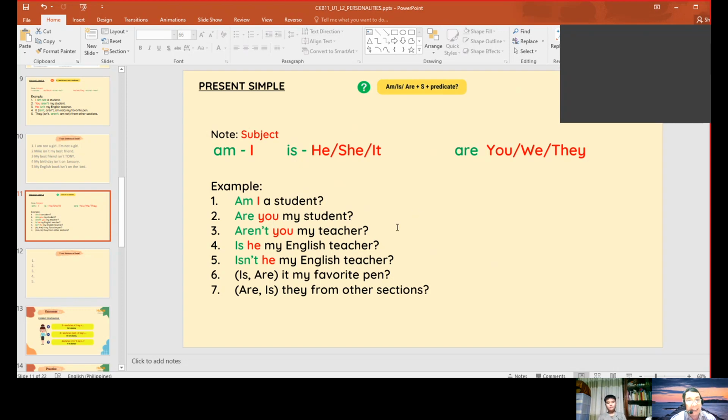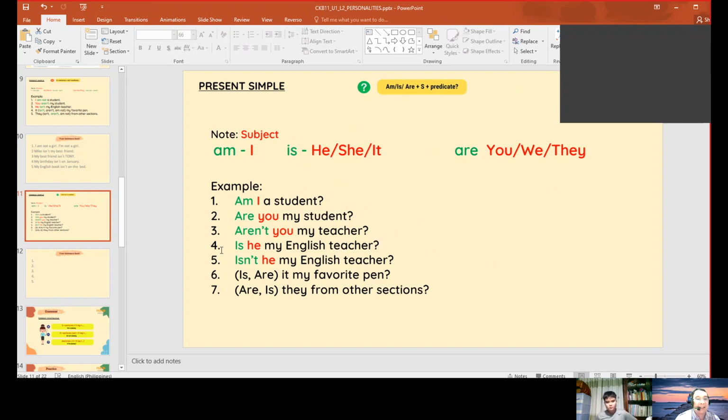But, of course, in asking questions, there would also be negative questions. For example, aren't you my teacher? Usually we use the contracted form. If you're using are, you just put not and use the contracted form. So are not becomes aren't, followed by you, we, or they. So, aren't you my teacher?